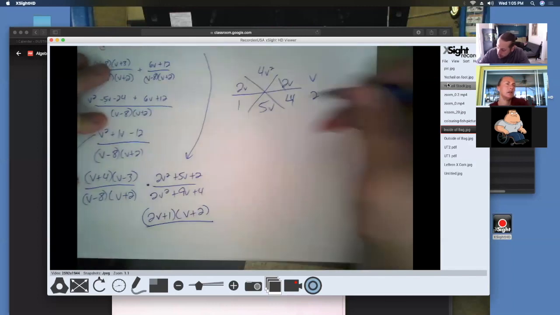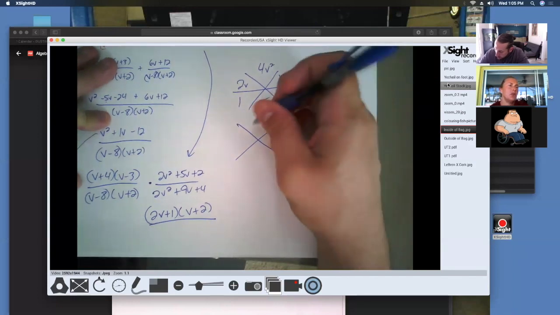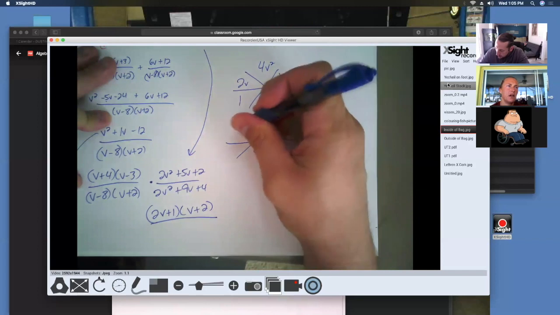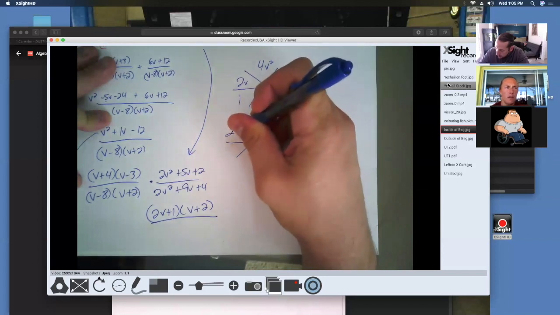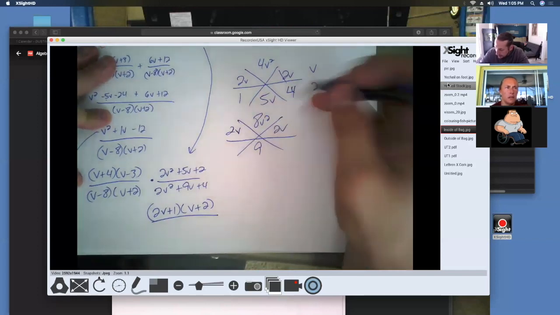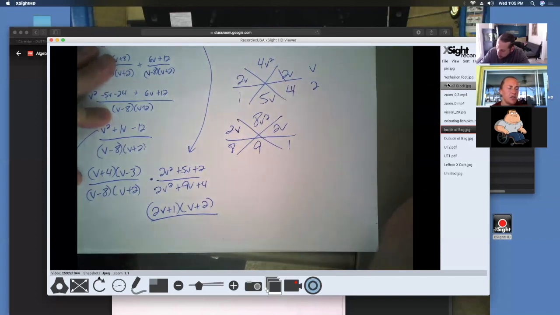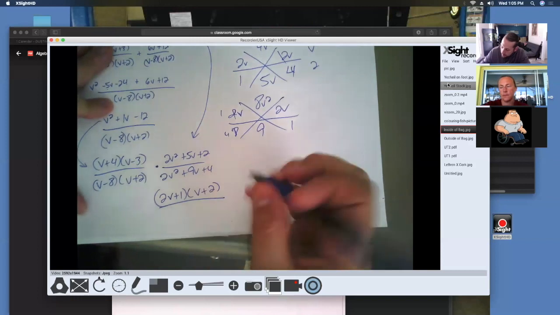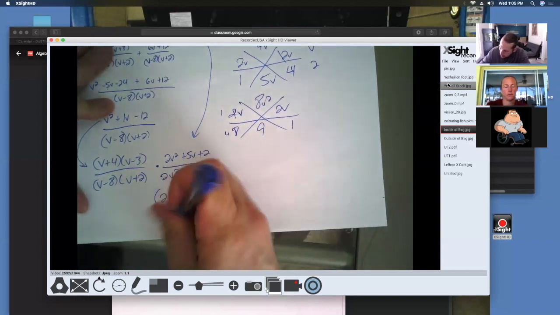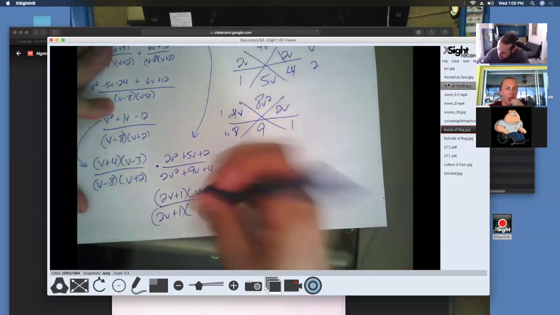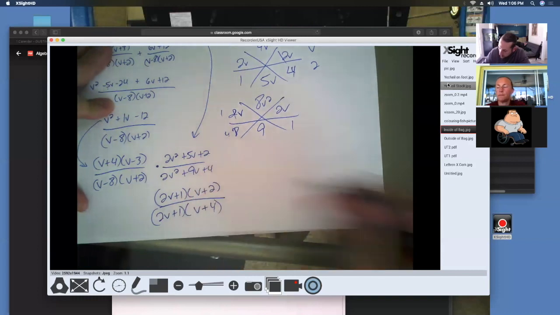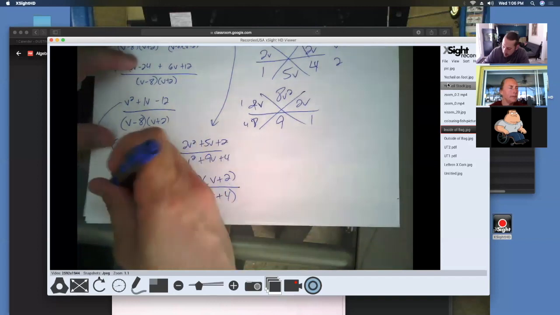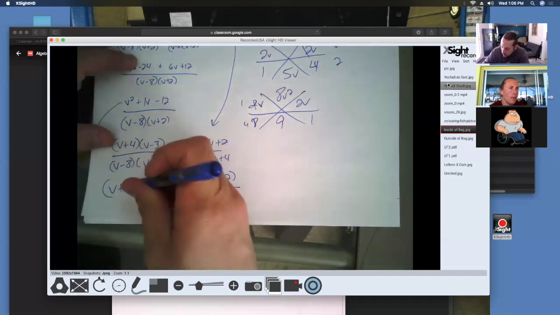Now I'll do the bottom one here. 2 times 4 gives me 8v squared and 9. And 2v, 2v. Again, this has to be an 8 and a 1. These cancel out to a 1 and a 4. So I get 2v plus 1 again, and I get v plus 4. Okay, so all I did here was factor this and factor this. Now I still have this out front.